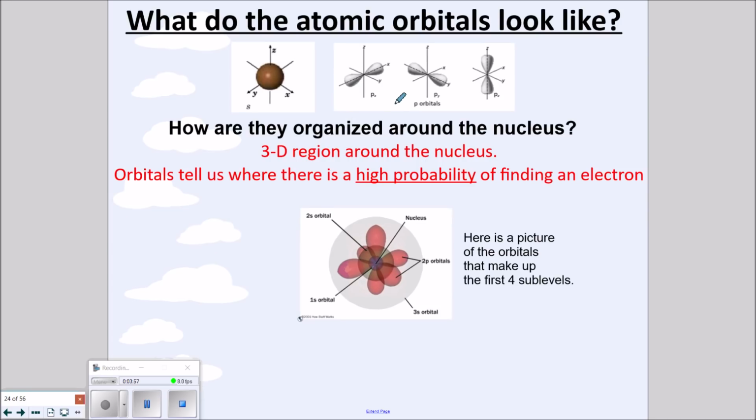What do the atomic orbitals look like? Well, they have a complex 3D shape. Luckily, you will not have to remember them. The s orbital looks like a sphere. The p orbitals have 3 different orientations, and it looks kind of like a figure 8. How are they organized around the nucleus? They are 3D regions around the nucleus. Orbitals tell us where there is a high probability of finding an electron. Here is a picture of the orbitals that make up the first 4 sublevels.